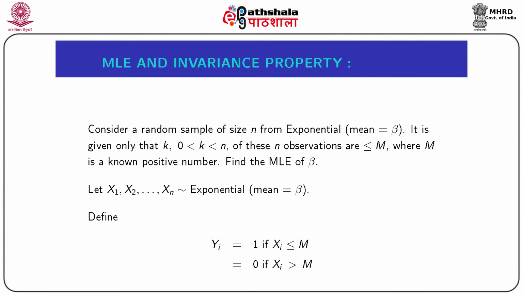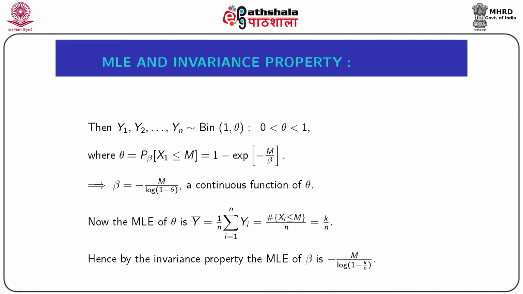Let x1, x2, ..., xn be those random sample observations which follow the exponential distribution with mean beta. Then, corresponding to this x1, x2, ..., xn, let us define a set of indicator variables y1, y2, ..., yn defined as yi equal to 1 if xi is less than or equal to capital M and equal to 0 if xi is greater than capital M. Then, naturally, y1, y2, ..., yn will follow independently and identically a Bernoulli theta distribution, where 0 < theta < 1.